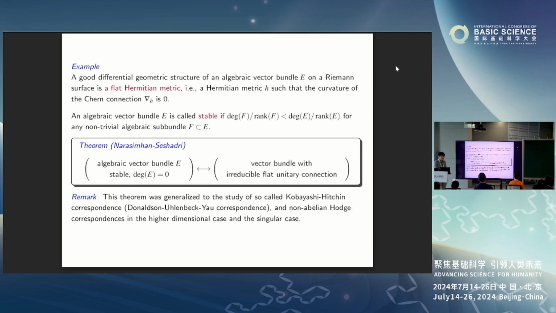This theorem was generalized to the so-called Kobayashi-Hitchin correspondence, or Donaldson-Uhlenbeck-Yau correspondence, for stable vector bundles and Hermitian-Einstein metrics. It was also generalized to the non-abelian Hodge correspondence for Higgs bundles, flat bundles and harmonic bundles in the higher dimensional case and the singular case.